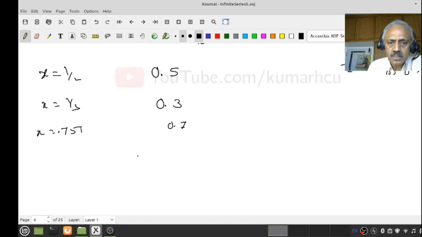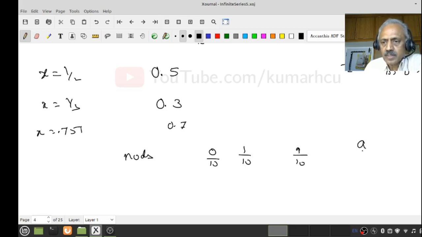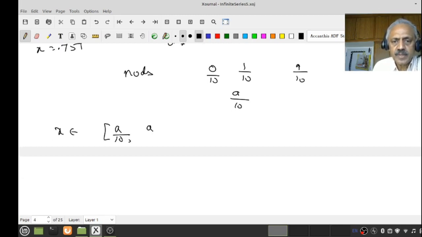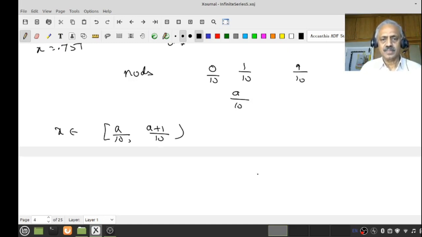See what the nodes are. Nodes are of the form 0 by 10, 1 by 10, up to 9 by 10. Right. Therefore, call this as A. This has to lie between 0 and 9. So this is of the form A by 10. Right. So what am I looking for? I look for an x so that x lies in the interval A by 10 and A plus 1 by 10. Then my first digit I will write as 0.A1 where my A1 is A, and so on.